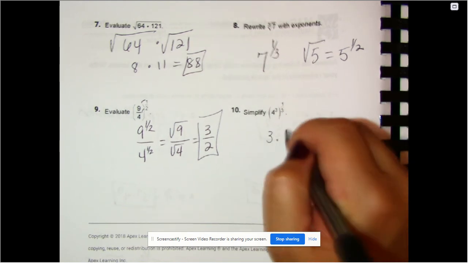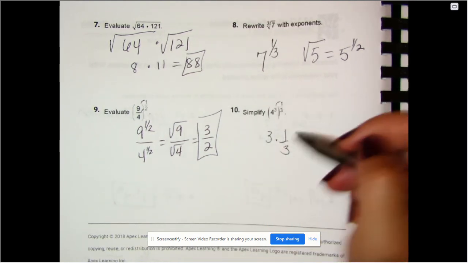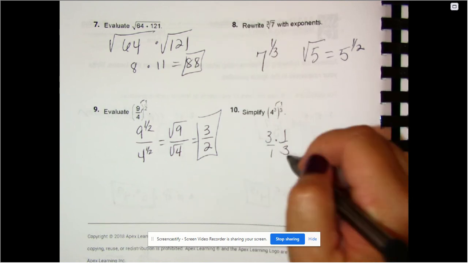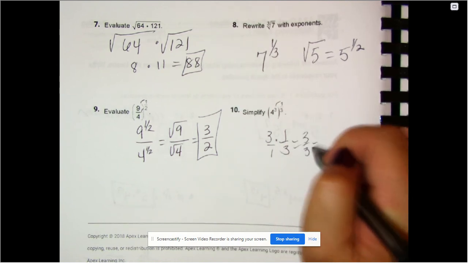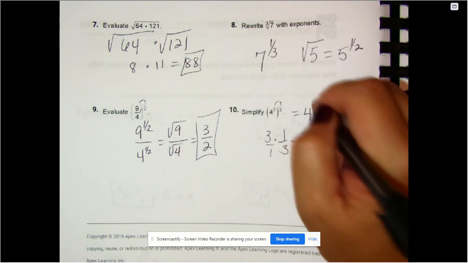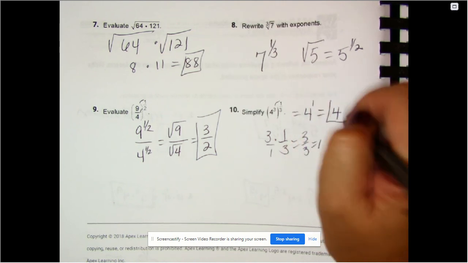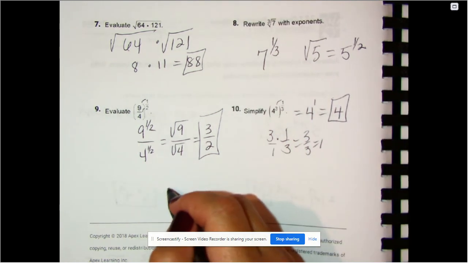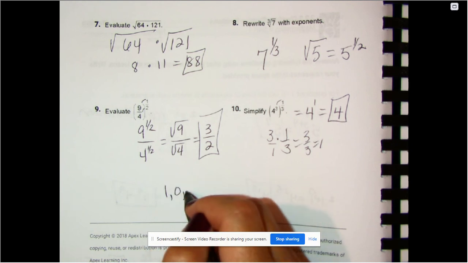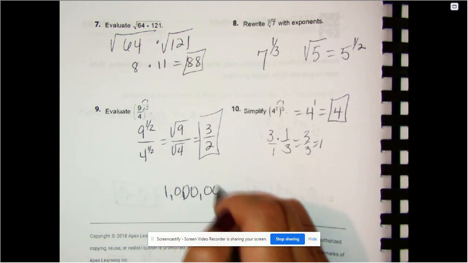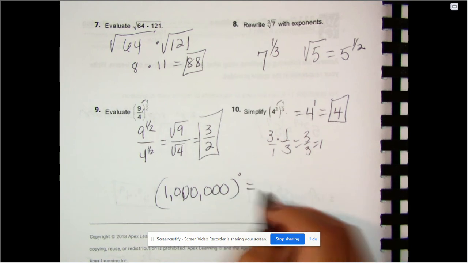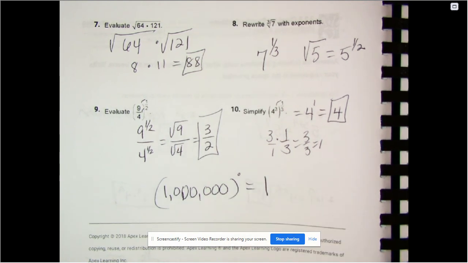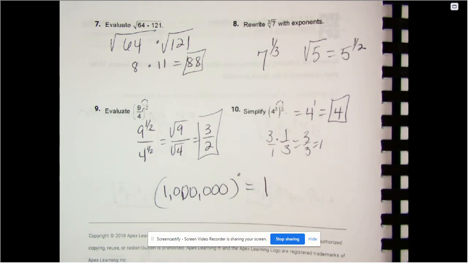Finally, these two powers are going to multiply. And when we multiply those just become 1. So this is really just 4 to the first power, or just 4. And finally, anything to the power of 0 is just 1. So make sure you know that anything to the power of 0 is just 1.